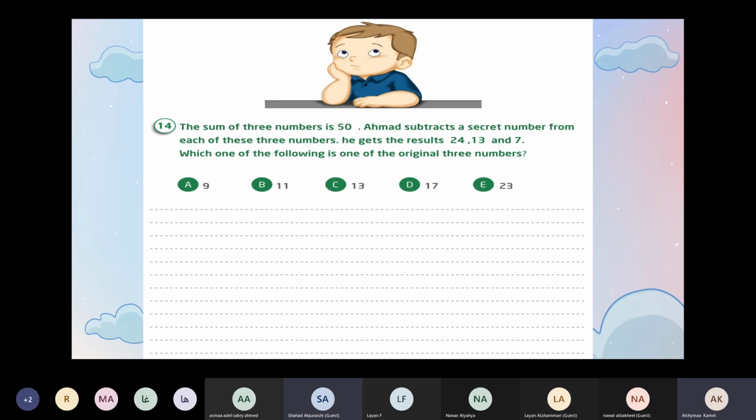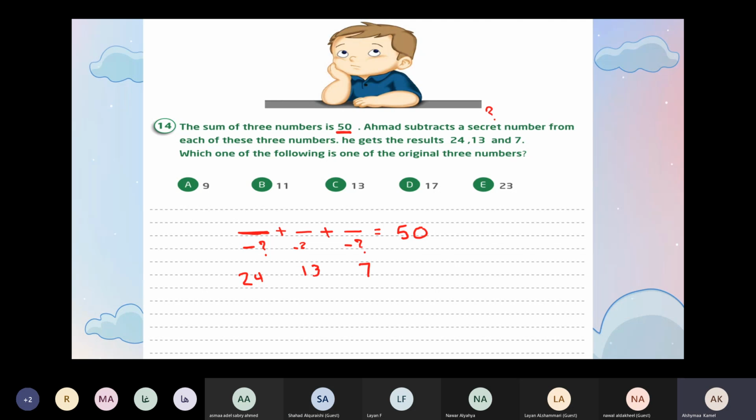Again, the sum of three numbers is 50. As I said, Ahmed adds three numbers. We didn't know what the three numbers are. The sum is 50. Ahmed subtracts a secret number, a number we didn't know, from each of these three numbers. So the first original number, after he subtracts the secret number from it, will be 24. After he subtracts the secret number from the second, it will be 13. The third number, after he subtracts the secret number, will be 7.